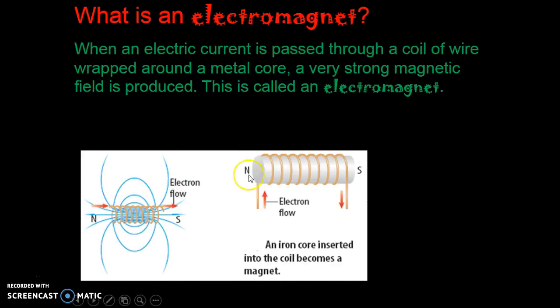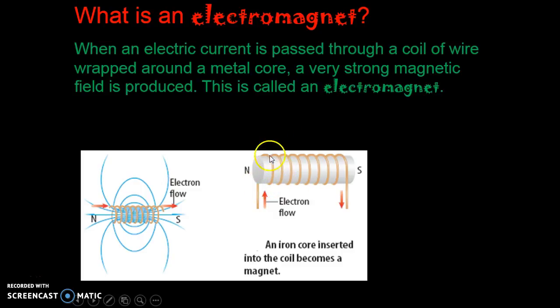So this is in theory what it's talking about when it says when current is passed through a coil, which is just a wire that's wrapped around a metal core, which is a magnet, a very strong magnetic field is produced. This is called an electromagnet.